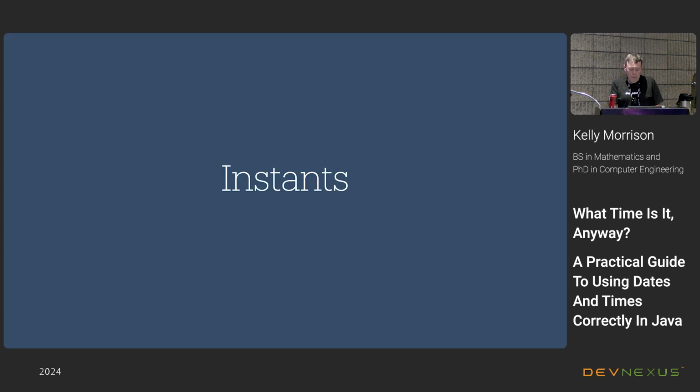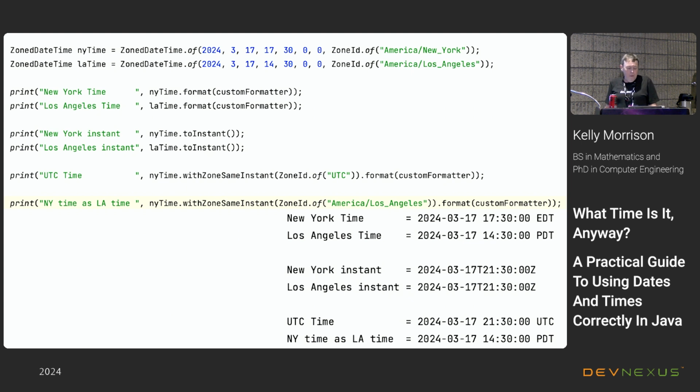Okay, now let's talk about Instant. This gets interesting. An Instant, remember we talked about Unix epoch and we said it counted a number of seconds since 1970. An Instant is kind of like the Java version of that, except it's a little different. It doesn't count seconds since 1970, it counts milliseconds. So an Instant is basically 1,000 times what the Unix time is.